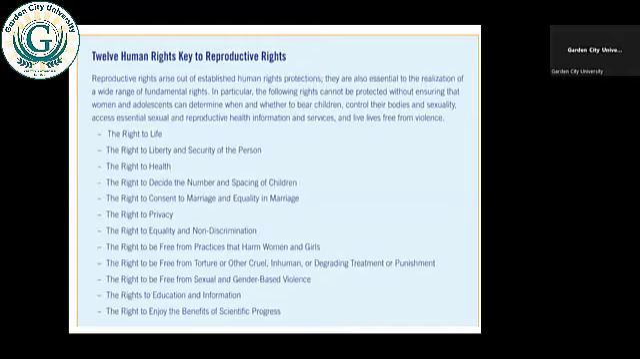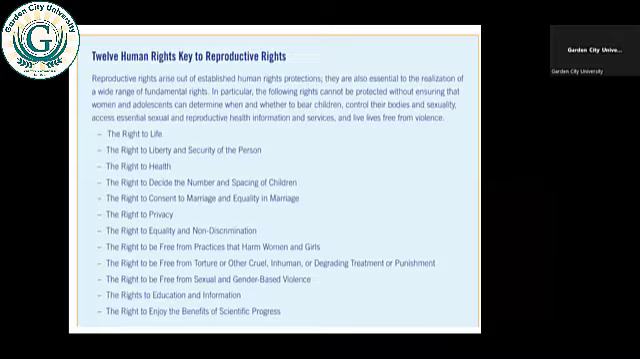Then we also have 12 human rights key to reproductive rights. Just as I said earlier, we teach the ideal. This is what it should be. This is what obtains abroad that we will be going to after our training here. But in sub-Saharan African countries, they may not be in force, but this is what it should be. So reproductive rights arise out of established human protections. They are also essential for the realization of a wide range of fundamental rights.